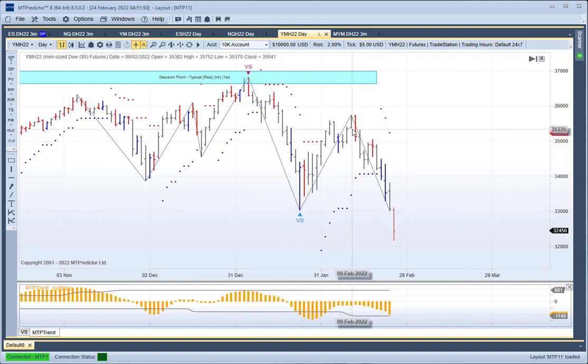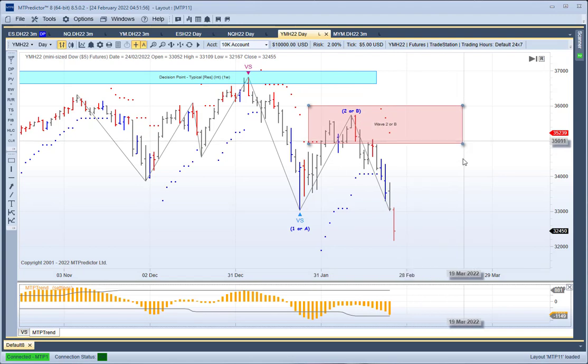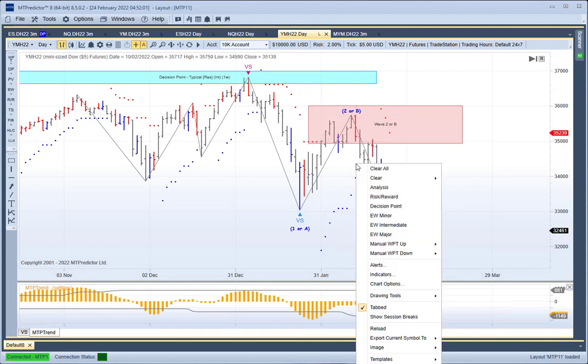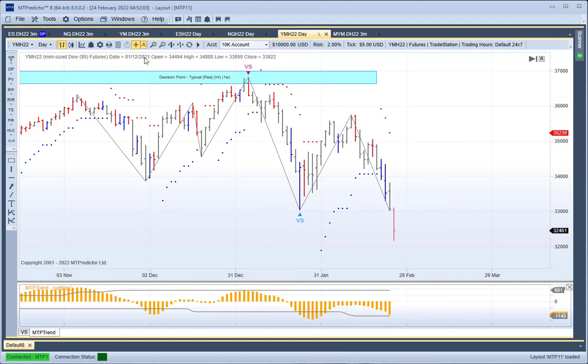Where did it go back up into? If I right mouse click here and do Elliott wave intermediate, you can see it came right into our wave 2 or B resistance area and then gave a red sell bar at that level there. Could you have prepared for that in advance? Yes, you could have done.